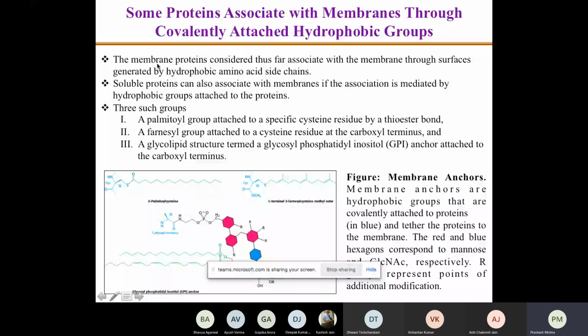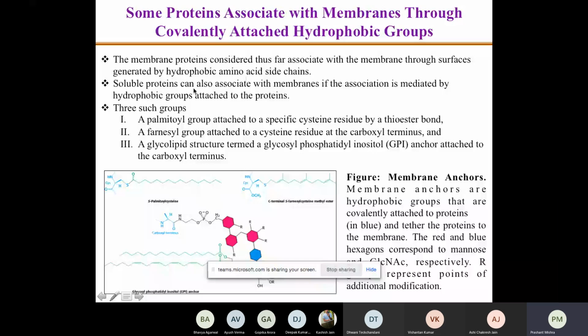Now, the third part, where I have discussed some of the proteins, they can be associated with the membrane through covalently attached hydrophobic groups. So these are the ones which we have shown you. They are associated with the membrane through the surface generated by hydrophobic amino acids in the side chain. So you have a hydrophobic side chain.